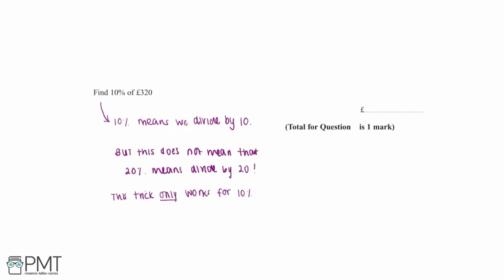And so going back to our question, to find 10% of £320, well, 320 divided by 10 is equal to 32. And so 10% of £320 is equal to £32. And we get the 1 mark in this question for getting the correct answer of £32.